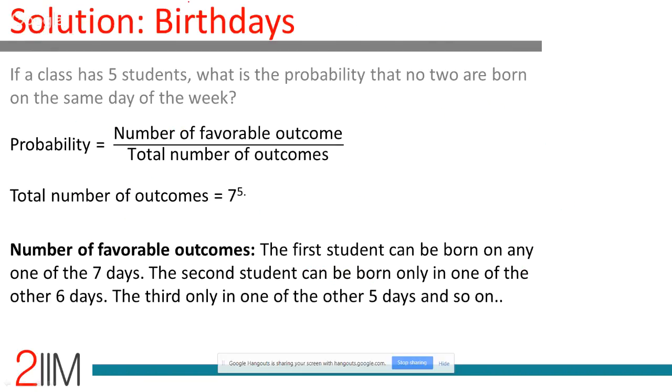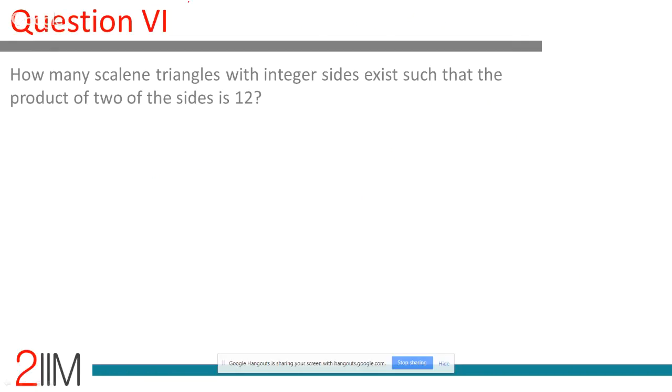We'll go to the next question. How many scalene triangles with integer sides exist such that the product of 2 of the sides is 12?